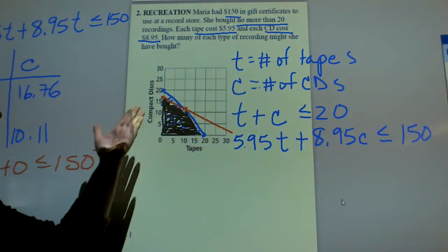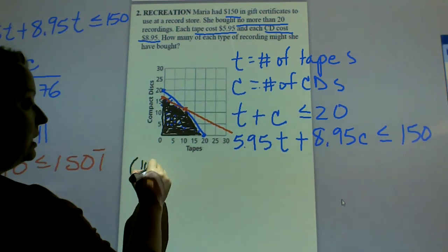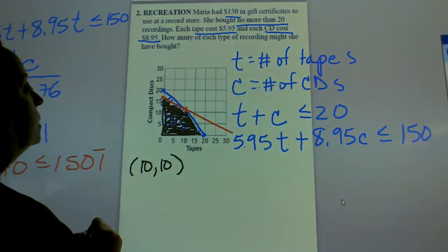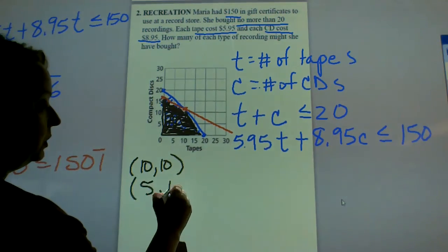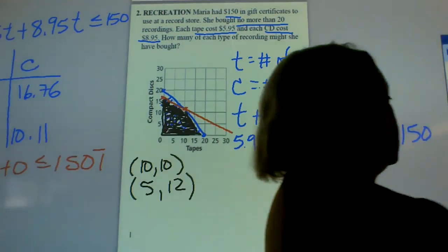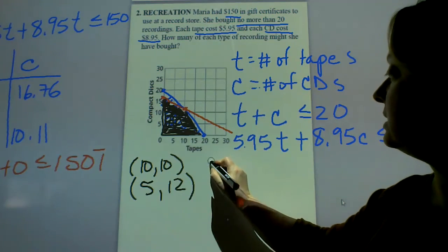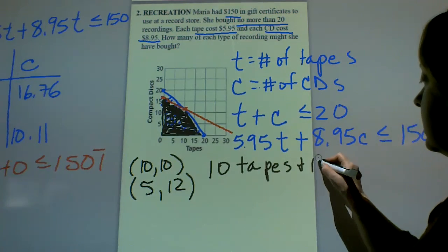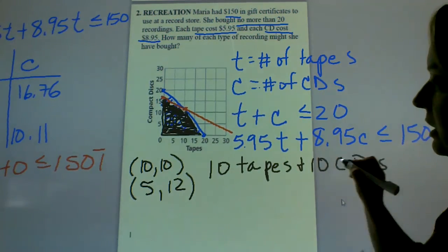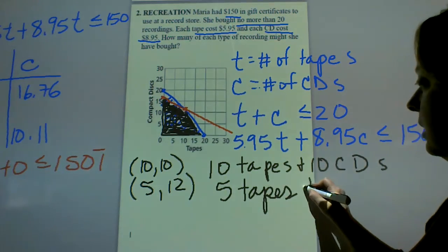So any of the points in here would work for the equation. So you can put in 10, 10 would work, or 5, 12 would be another one that would work here, because those are the ordered pairs in the shaded region. And then you just have to interpret what they mean. So this means 10 tapes and 10 CDs. This one means 5 tapes and 12 CDs.